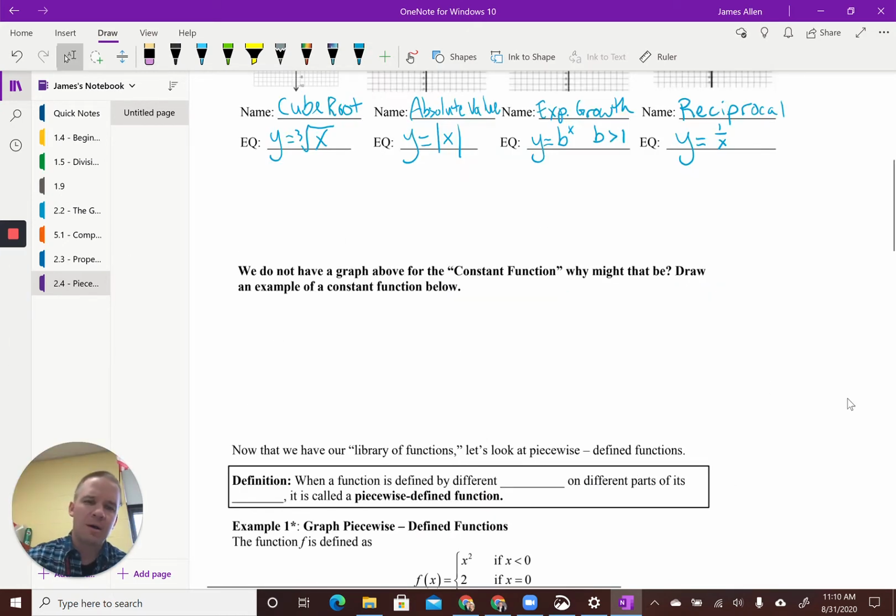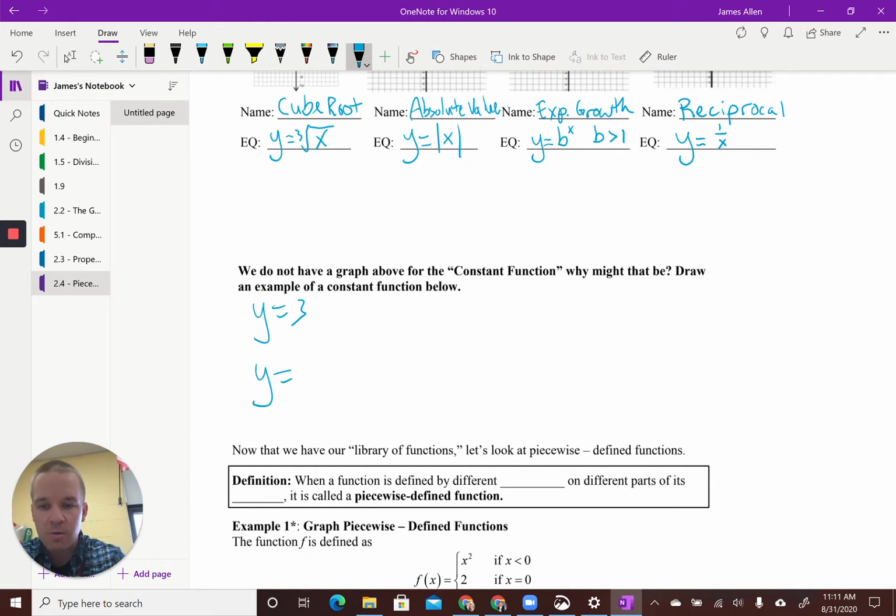So although we have a pretty robust library at this point in time, we actually have one graph that we left out. That is the constant function. Why might that be? Well, the reason why we did that is because there's really an infinite amount of constant functions, so we didn't want to give one particular graph and say, like, this is it. So let's go into an example. A constant function is just like a y equals, say, 3 or 2 or any real number. So really it's y equals b, where b is any real number.